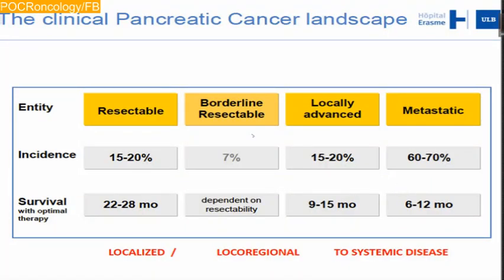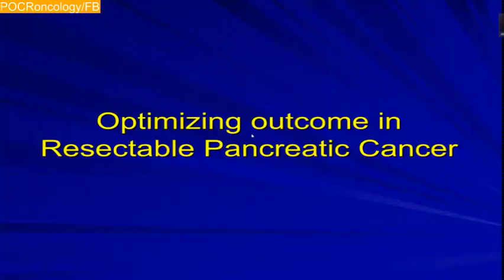So it's a spectrum of disease. As you can see, we have the resectable with the best optimal treatment. We're talking about a 28-month survival. Then we have the other extreme, which is the metastatic, with the best outcome of 6 to 12 months with the best optimal treatment. And in between, we have the borderline and locally advanced.